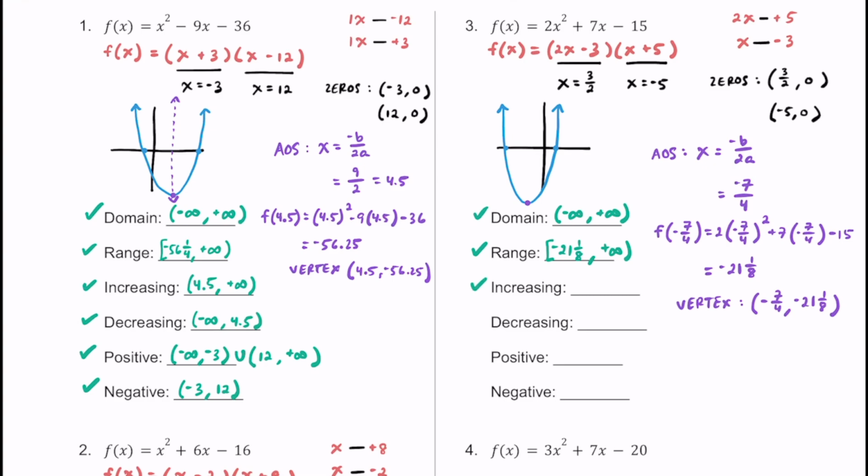When is this function increasing? Well, starting from here, this is the x value where it starts increasing, and that's going to be increasing from here on up. So it starts at what value?